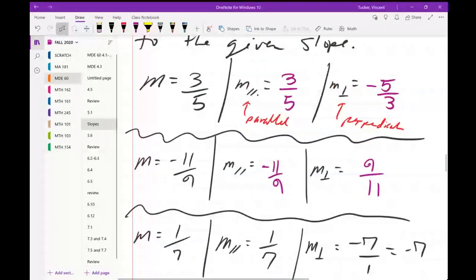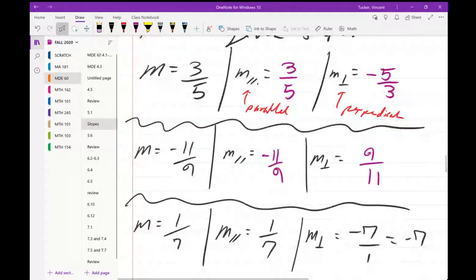I did one more too. 1/7. Parallel will be 1/7. Perpendicular, you flip that, use the opposite sign, so it would be -7/1, which is -7.